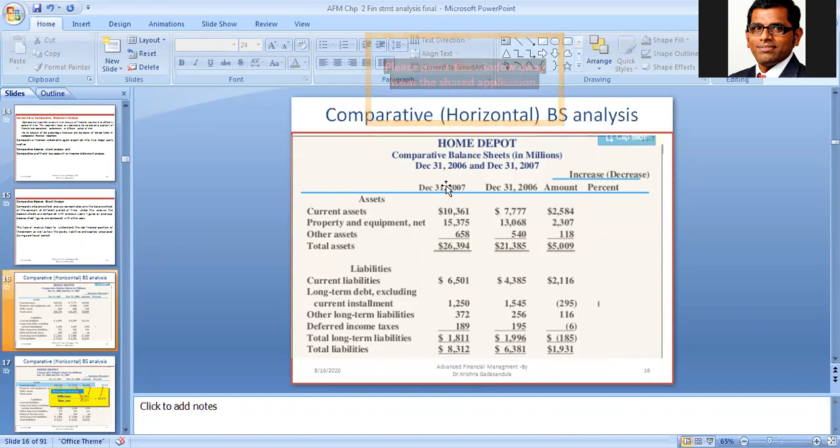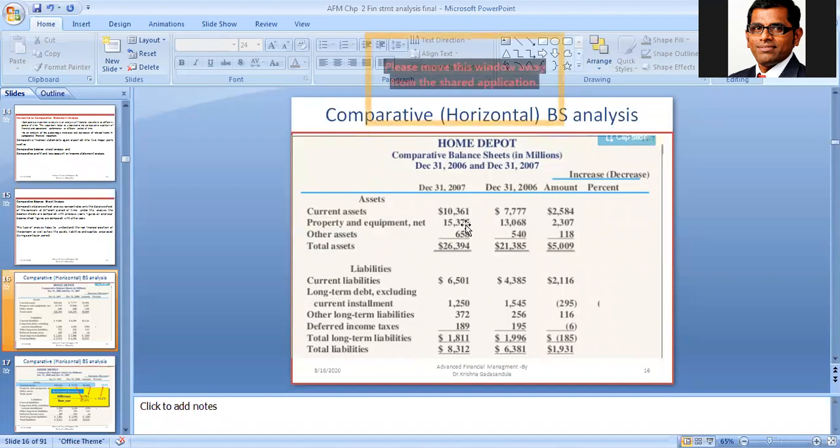They are giving the 31st, the year ending. This is an American company, Home Depot. This company is giving December 31st 2007 and December 31st 2006, two years of financial figures. These are balance sheet figures. In a balance sheet you can see assets and liabilities. These are the assets, these are the liabilities, and they have given two years of statements.